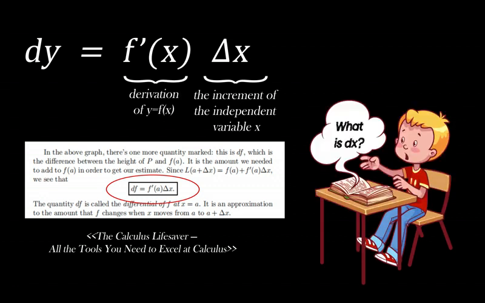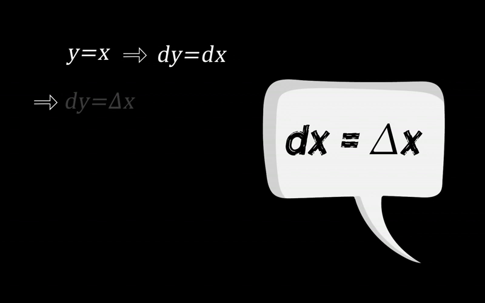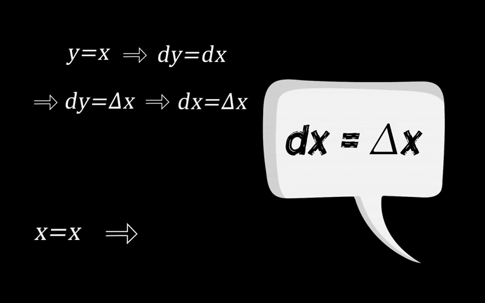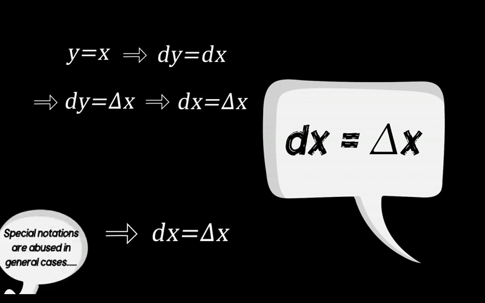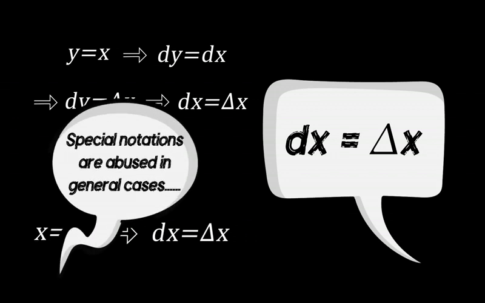But what is dx? Mathematicians assigned dx as equal to delta x. There were many kinds of methods to define it as delta x. Some textbooks stated that it was because dy equals dx when y equals x, while some said it was because dx equals delta x for the function x equals x. But it's ridiculous to use a special notation in general cases.